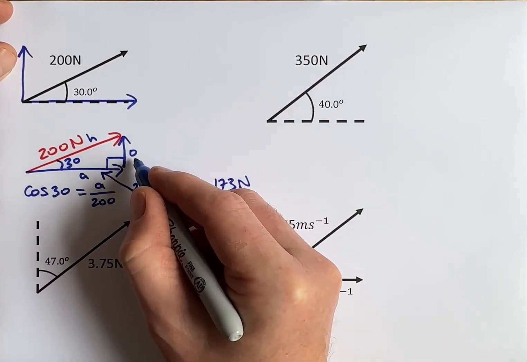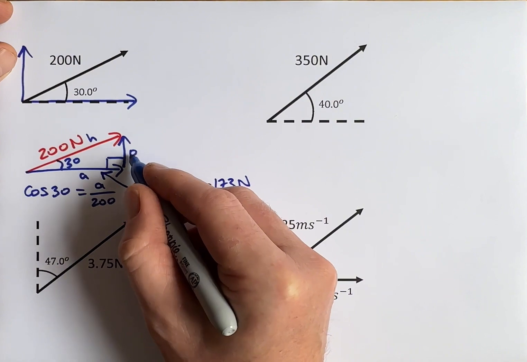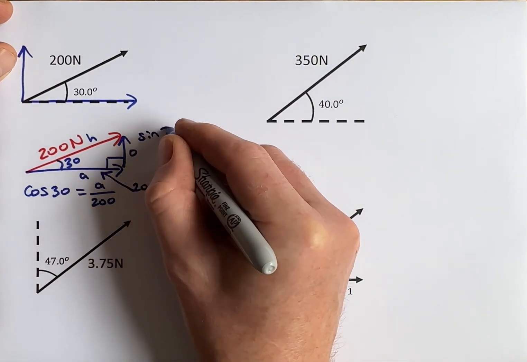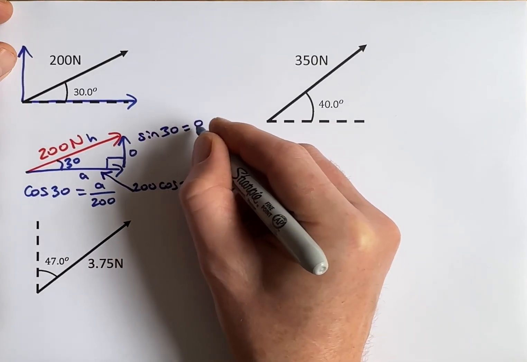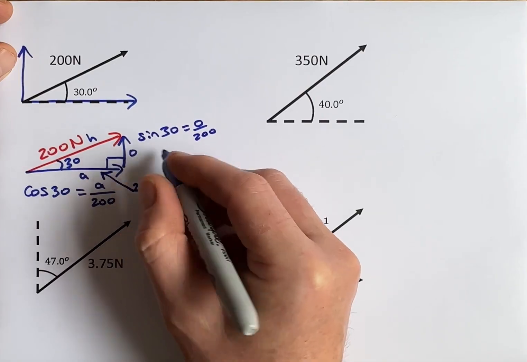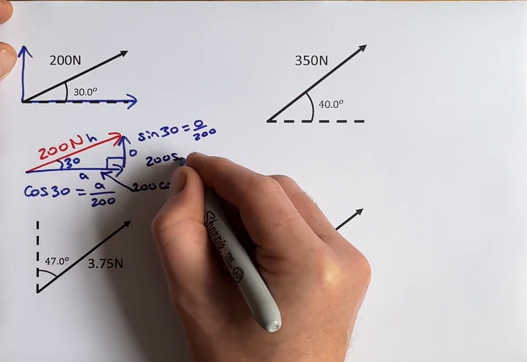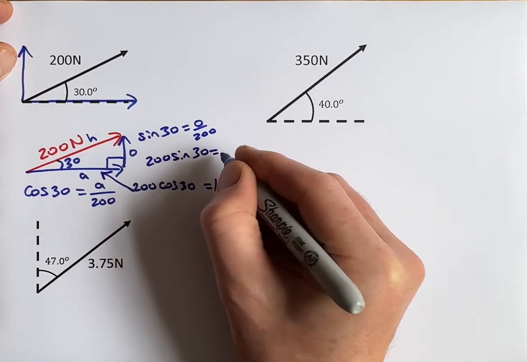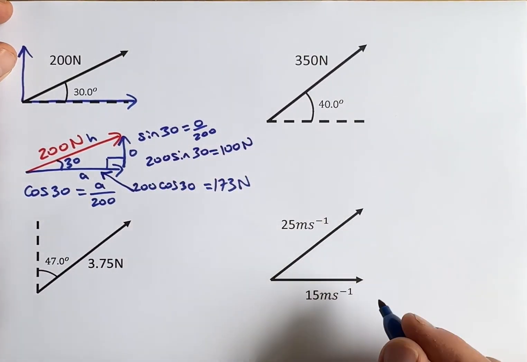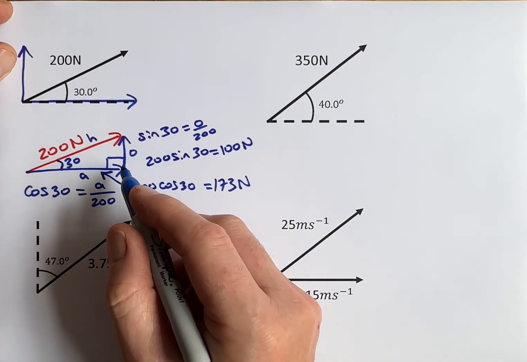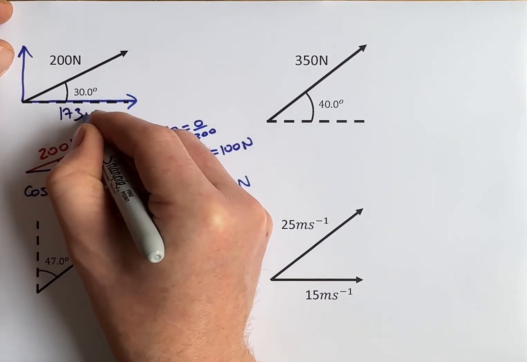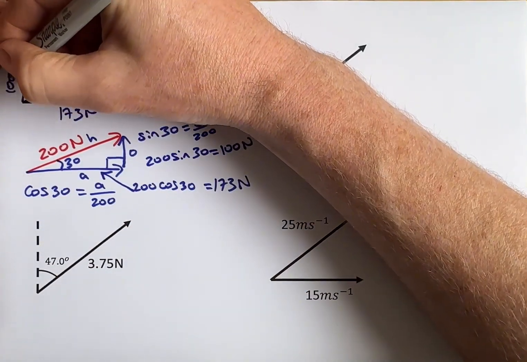Now, the vertical component is the opposite. So in that case, you're going to use sine. So sine of 30 is equal to the opposite over 200. And therefore, the vertical component here is 200 sine 30, which gives you 100 newtons. Okay, so that's that one done. We know the vertical component and the horizontal component. 173 and 100.